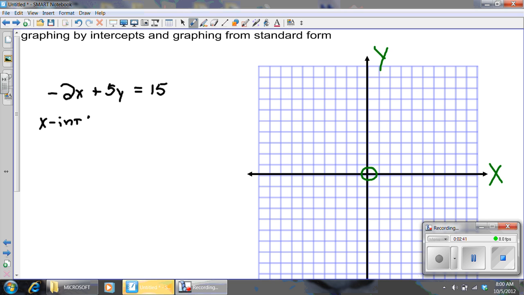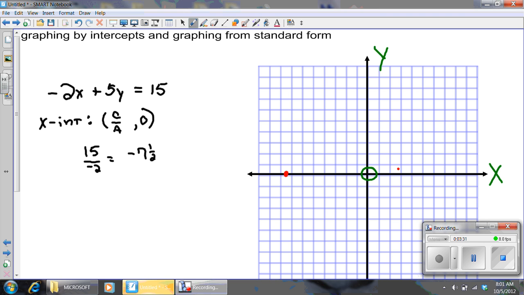Now, to get the x-intercept, I need the y value to be 0. When this turns to 0, I'm going to divide the 15 by the negative 2. So my x-intercept is going to be c over a, comma 0. I can get it without even making a t-table. I mean, I can make the t-table if I want, but if I just take 15 divided by negative 2, that'll equal negative 7.5. And the y-coordinate has to be 0, so negative 7.5 is right about there.